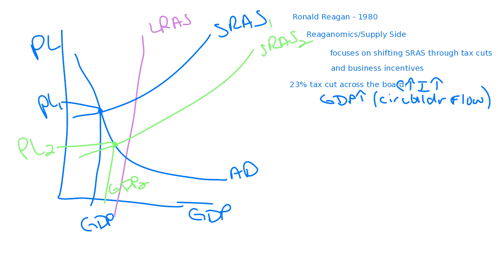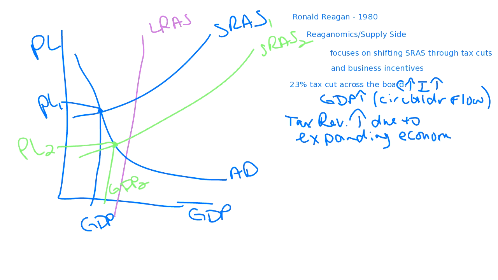Circular flow model. Okay. And here's a funny thing too, because people are saying, oh my gosh, the government's not going to be able to stay in business because of the falling tax revenues. But if you look, tax revenue went up because you have more people working. So tax revenue went up due to the expanding economy.